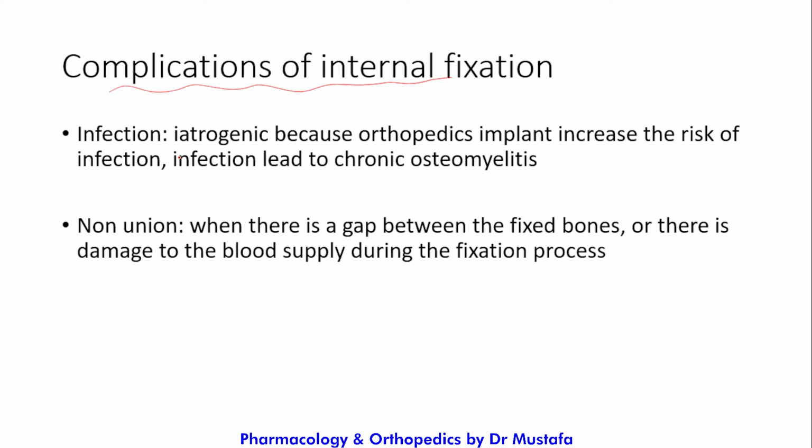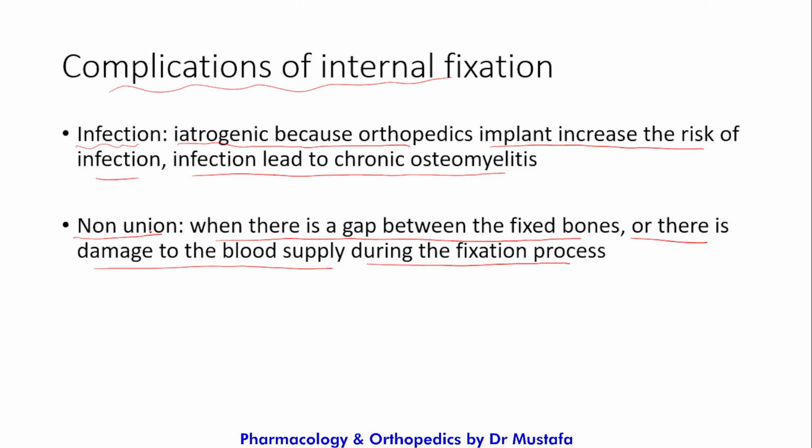Complications of internal fixation. We have infection being the most serious, and it is mostly iatrogenic because orthopedic implants increase the risk of infection. Infection leads to chronic osteomyelitis most of the time. Non-union is when there is a gap between the fixed bones or there is damage to the blood supply during the fixation process. So non-union occurs either because of the gap or because of the blood supply, and also because of infection.